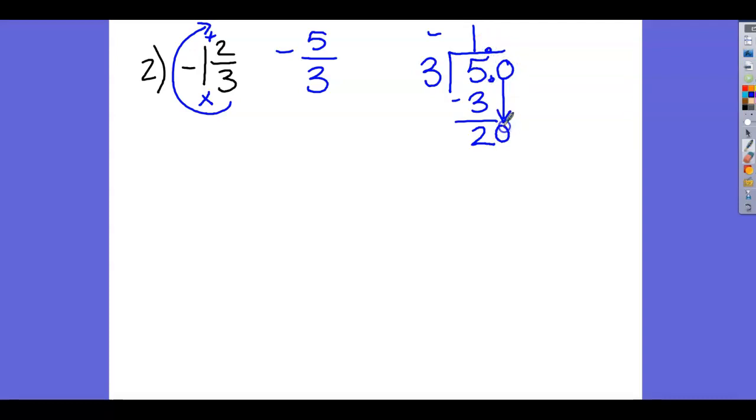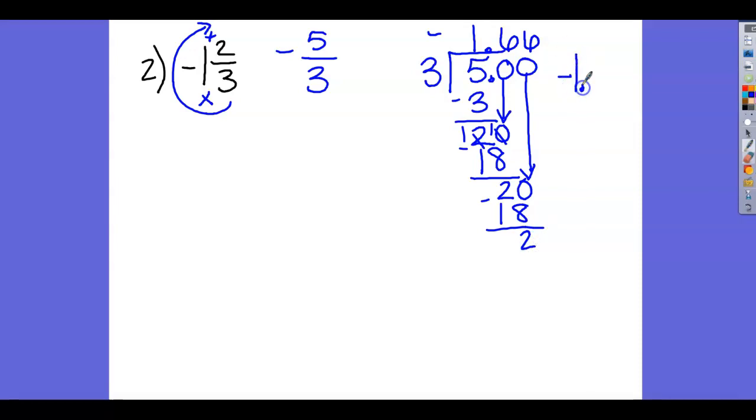Bring it down. 3 can go into 20 6 times. 6 times 3 is 18. Subtract 10 minus 8 is 2. Again, I have a remainder, so I'm going to bring down another 0. 3 can go into 20 6 times again. 6 times 3 is 18. If you've noticed, there's a pattern. I'm always going to get a remainder of 2. So I'm going to rewrite this decimal as negative 1.6 with the repeating bar above the 6. Since the 6 is the digit that is repeating, I only need to write it once. So that would be my answer.